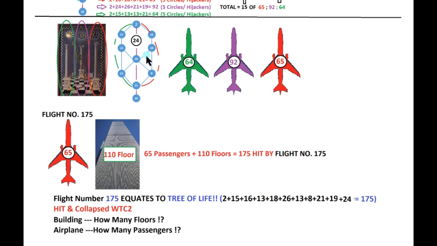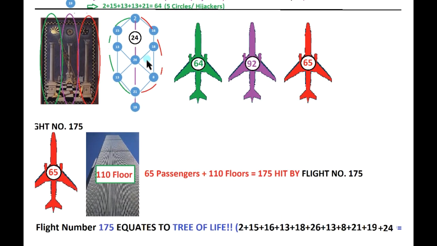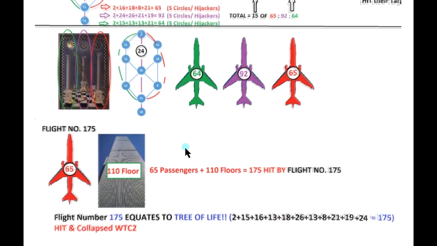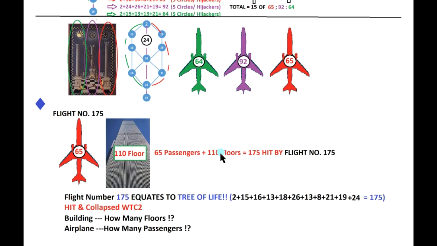We talked about the tree of life, that it has 3 pillars, right? But if you look at it as a whole, you have in it 10 circles. If you sum the total of all those circles, it gives you what? It gives you 175. So you have an airplane flight number which was 175, which equates to the total amount of circles in the tree of life, which is also 175.